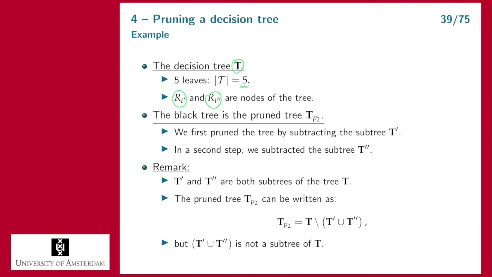And the black tree on the previous slide, that's what we call TP2, that is the pruned tree. First, we prune it by subtracting T prime, and then we subtract it by pruning T double prime. And T prime and T double prime are both subtrees of the original tree T. However, if I look at the pruned tree, it's the original tree T minus these two. This is not a subtree of our original tree. So I subtract 2 subtrees, but the subtrees together do not form a subtree of the initial tree.